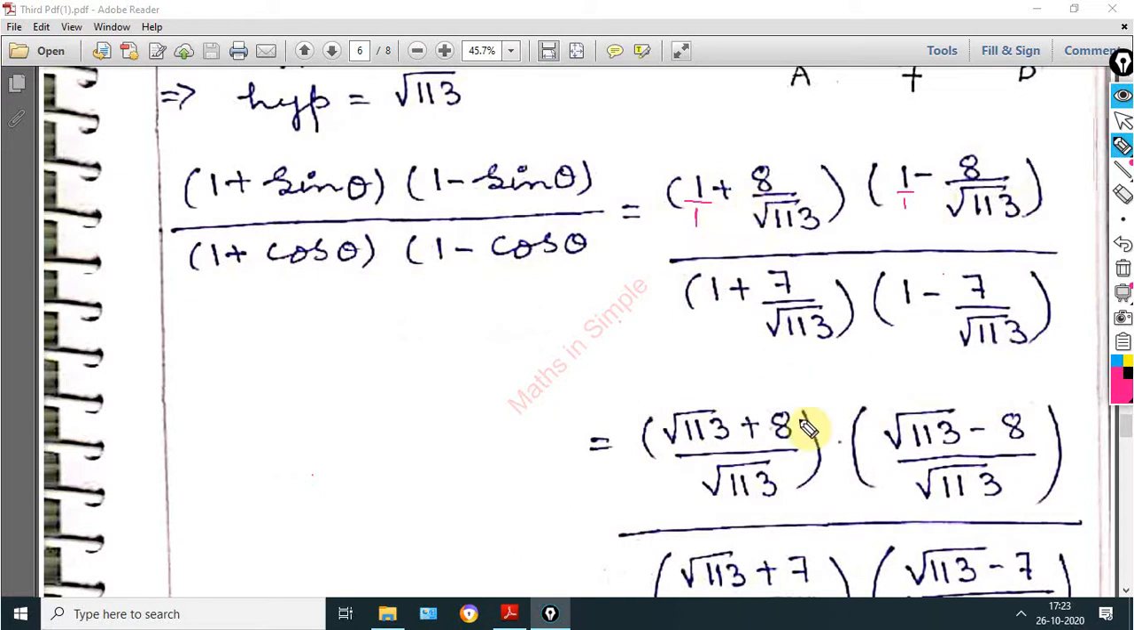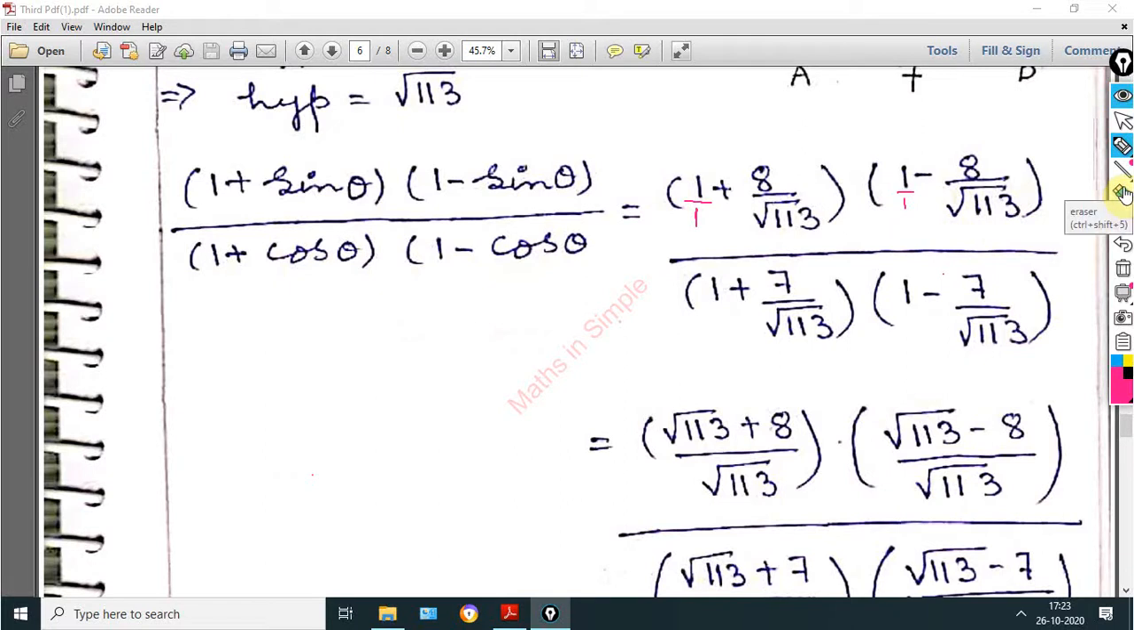Next, 1 into 8 is 8. We are cross multiplying here: 1 by 1 plus and 8 by under root 113. So, we are cross multiplying under root 113 into 1, so under root 113. Then plus. 1 into 8 is 8. Next, 1 into under root 113, so under root 113. Next, here is also 1, so here also cross multiply. Under root 113 into 1, under root 113 we got. Next, 1 into minus 8 is minus 8. Next, 1 into under root 113, so under root 113 we will get.